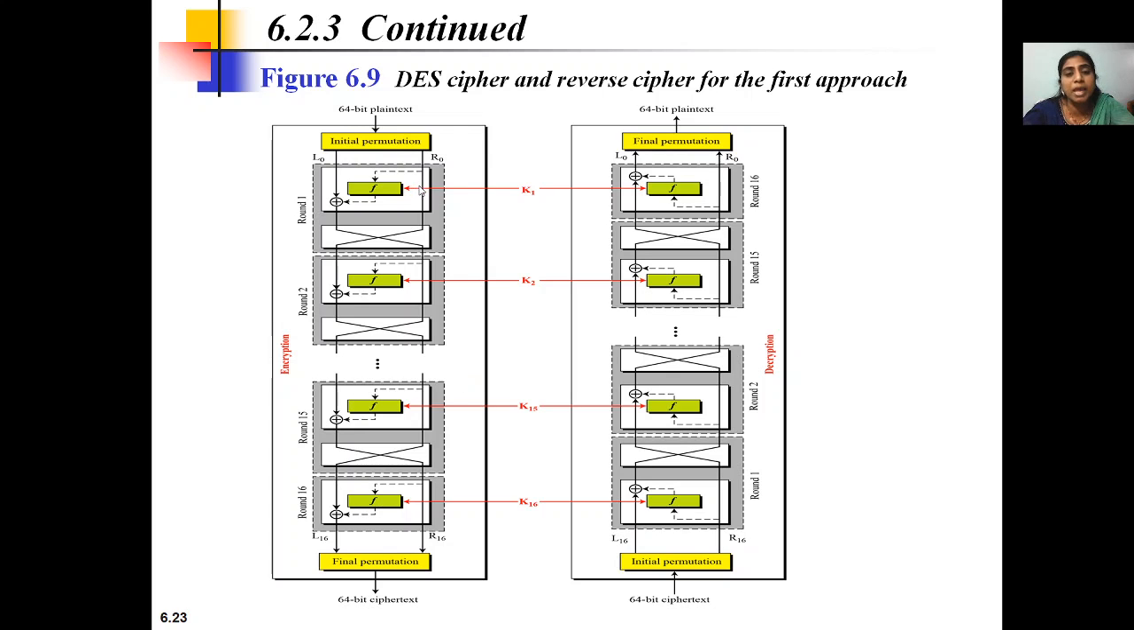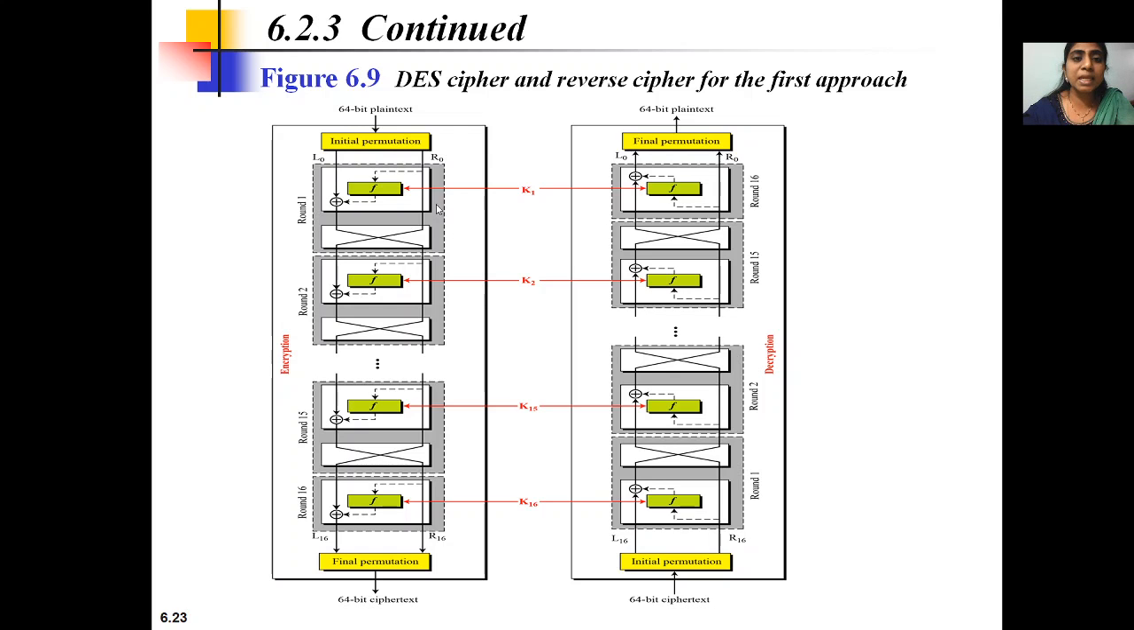that is being XORed with the left side bits of 32 and given to the next round. So like that we are going to do 16 rounds. Once the 16 rounds are finished, we are going to take that value as the ciphertext.